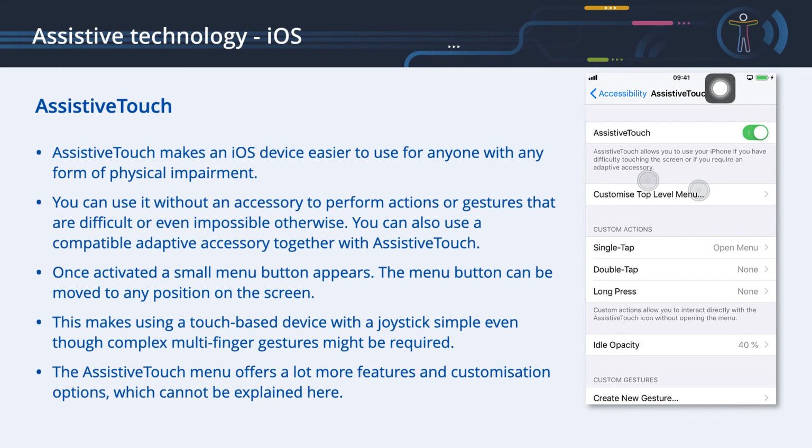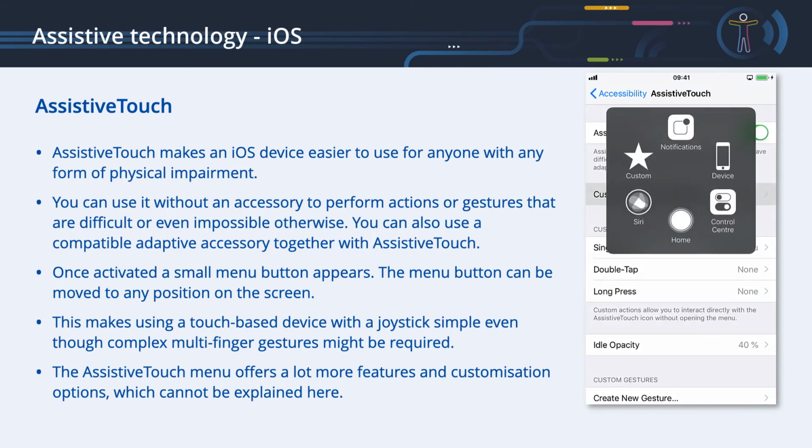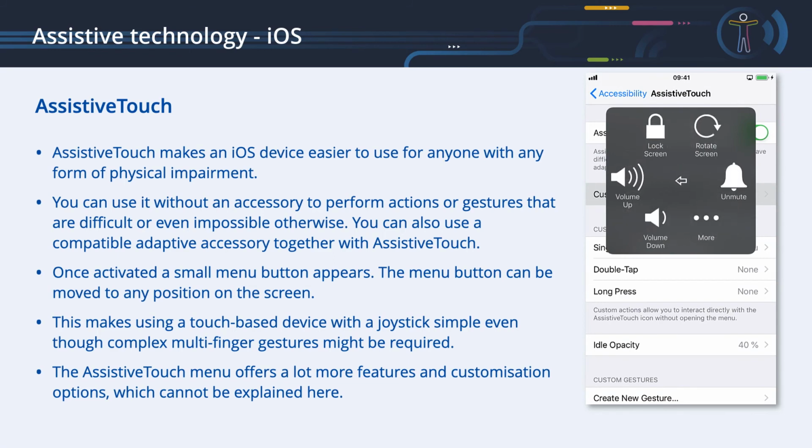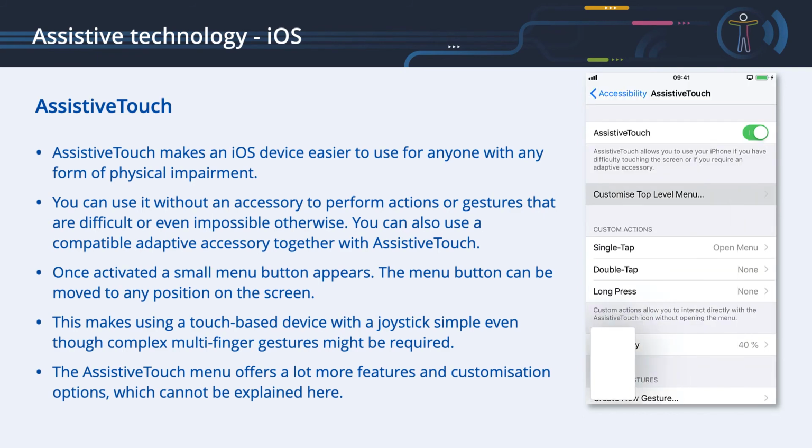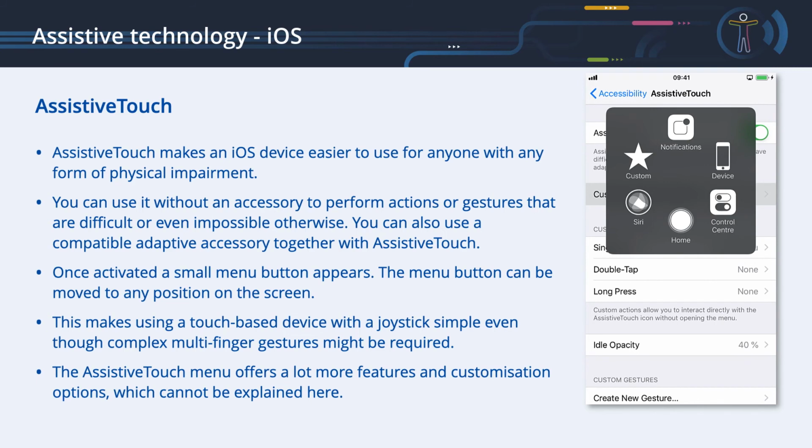Let's do something different. We want to have a screenshot. We touch the menu button, select Device, select More, and select Screenshot. Easy, isn't it? The Assistive Touch menu offers a lot more features and customization options, which cannot be explained here. Feel free to experiment with them.